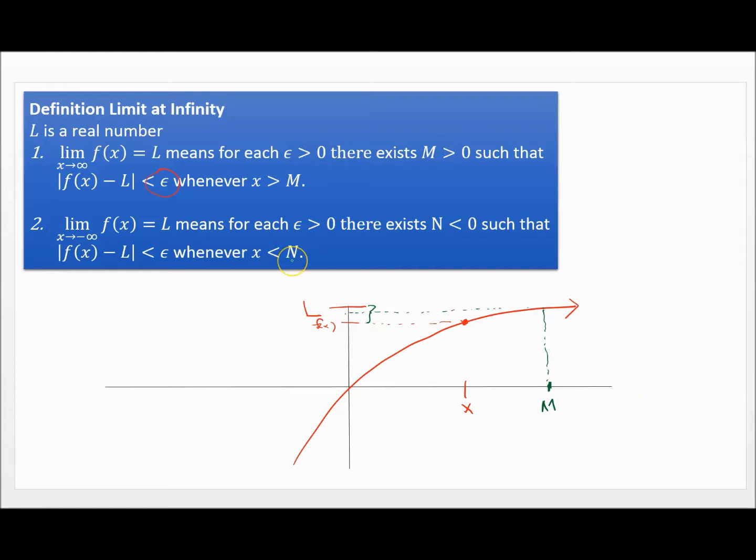Now, I'm not going to draw a picture for the other way, but it's the same idea. It says the limit as x goes to negative infinity of f of x equals L means that for each epsilon greater than 0, there exists an N less than 0, such that |f of x minus L| is less than epsilon whenever x is less than N. So you're going the other way. We're going to negative infinity. You have an L value. You just pick N further and further down the line in the negative area. Okay, so that's your official definition. I'm not going to make you responsible for that.